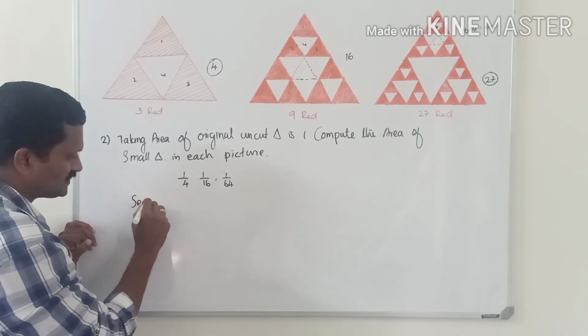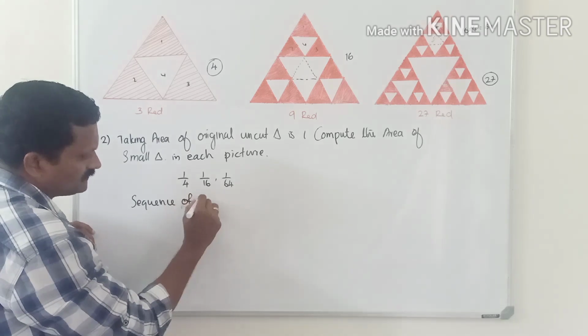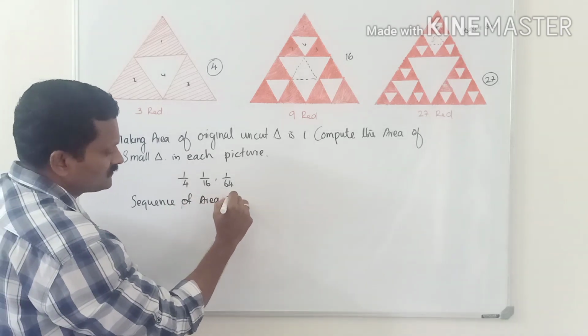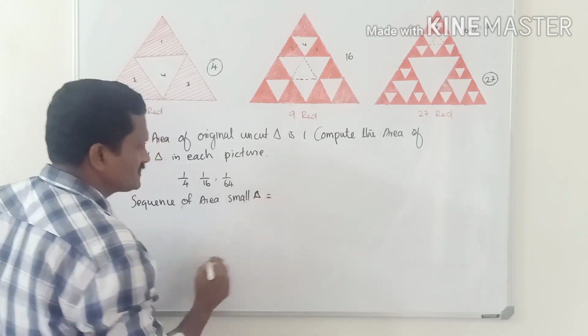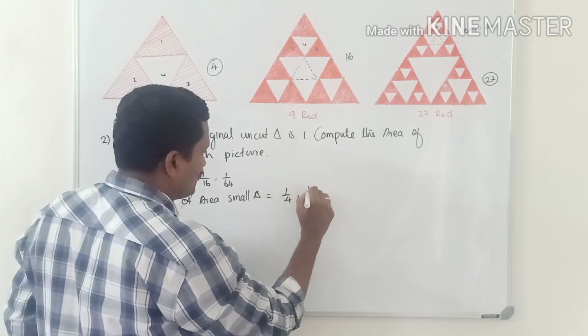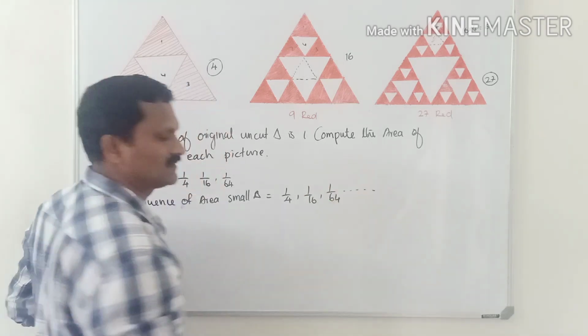Therefore, the sequence of the area of small triangle is 1 by 4, 1 by 16, 1 by 64, etc.